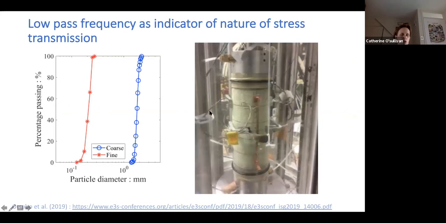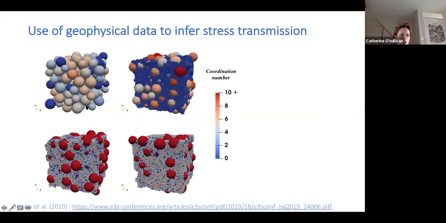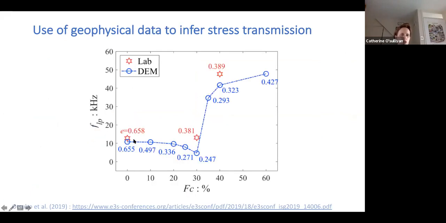This is a collaboration with the University of Tokyo. So these are some tests that were carried out in the University of Tokyo. These are the particles they looked at. And these are pictures of the LAMMPS simulations that were run. And this is showing that as you increase your fines content, the number of fine particles in the sample, at a certain point you see a different maximum frequency that can get through the sample, and that's indicating that your finer particles are transmitting stress.